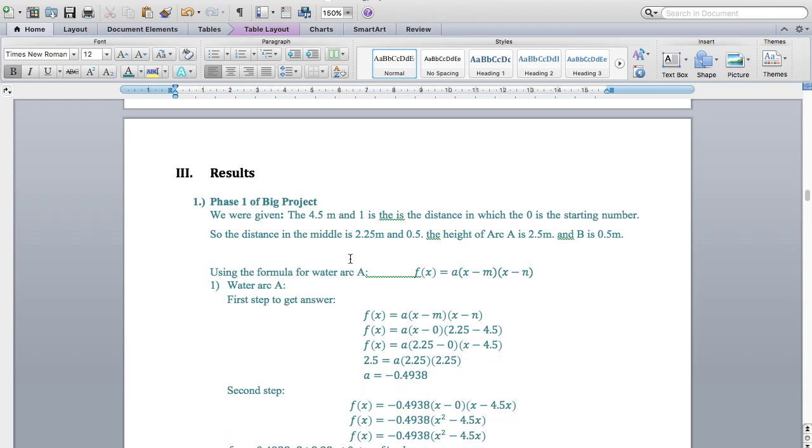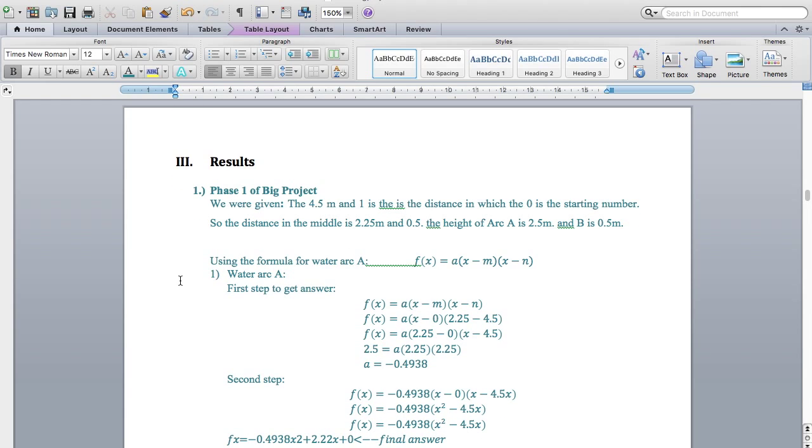Next was the results. In phase 1, we were given 4.5 meters and 1 meter, which is the distance, and the starting number is 0. So the distance in the middle is 2.25 meters and 0.5, and the height of arc A is 2.5 meters and B is 0.5.